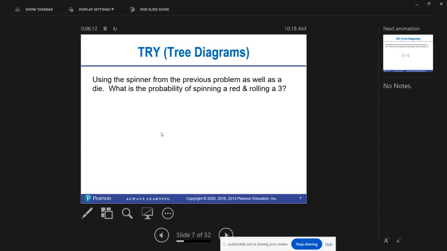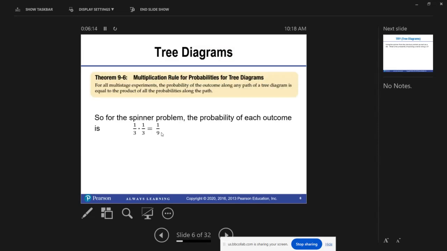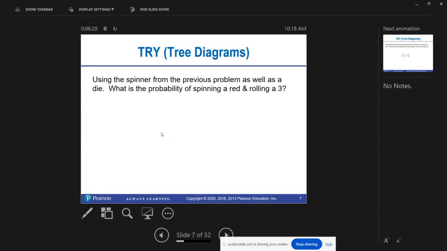Okay, so I solved this using our multiplication theorem that we talked about back here. You all know me. I want to get the answer as quickly as possible. So when you are spinning using that same spinner with our 3 options, I would have a 1 in 3 chance of getting a red.